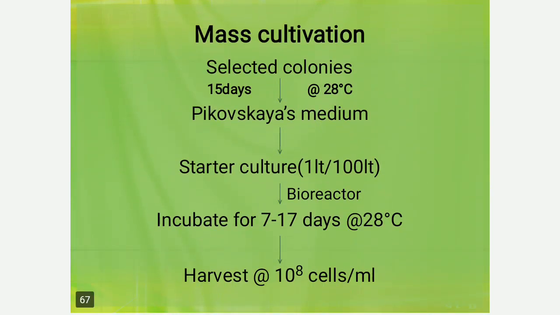Mass cultivation: the selected colonies, transparent colonies looking on the medium, are taken. Then again on the Pikovskaya's medium, it is plated. It is then taken in the culture broth, 15 days at 28 degrees centigrade. Then from there, the starter culture is taken, that is 1 liter per 100 liter, fed into a bioreactor, incubated for 7 to 17 days. It may vary at 28 degrees centigrade, and then harvest the cells at 10 power 8 cells per ml.